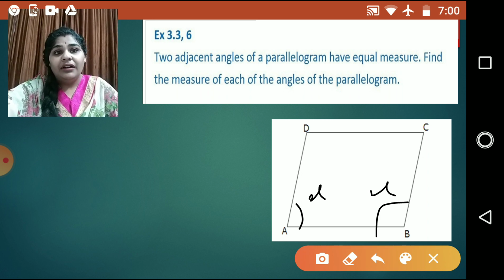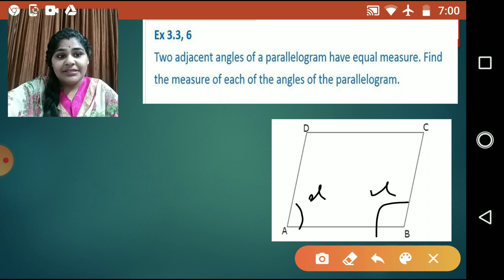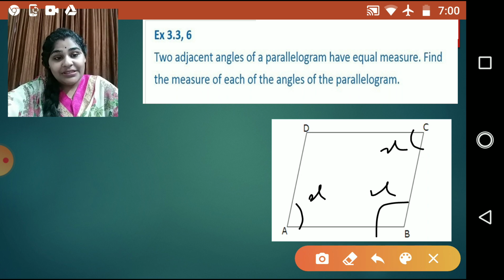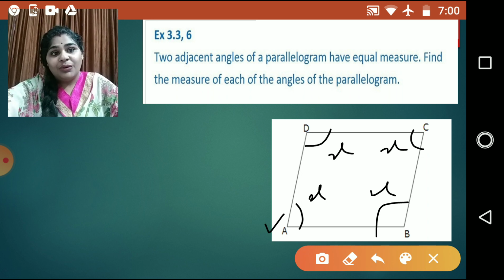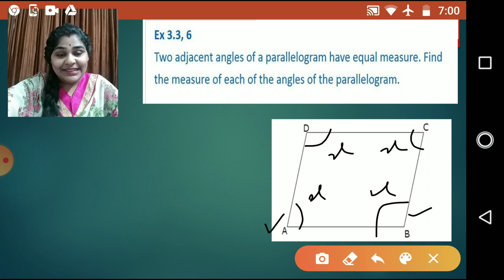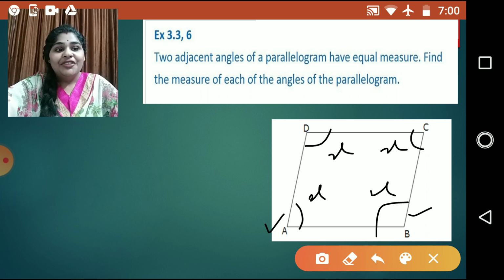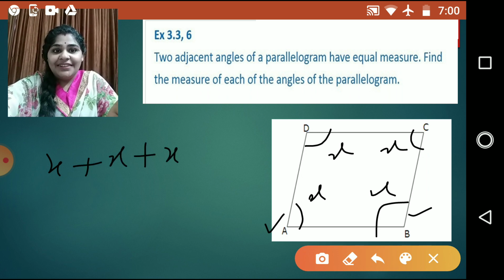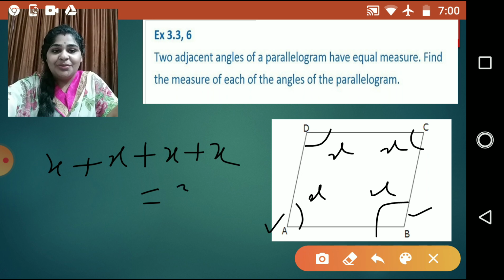We have to find each and every angle of a parallelogram, that is angle A, angle B, angle C and angle D. So if this is x, both angles are equal, children, can I say angle C is also x because it is opposite to angle A? Angle D is also x because it is opposite to B. And we know that the sum of angles of a parallelogram is equal to 360 degrees, right? So can I write here x plus x plus x plus x equal to 360 degrees.